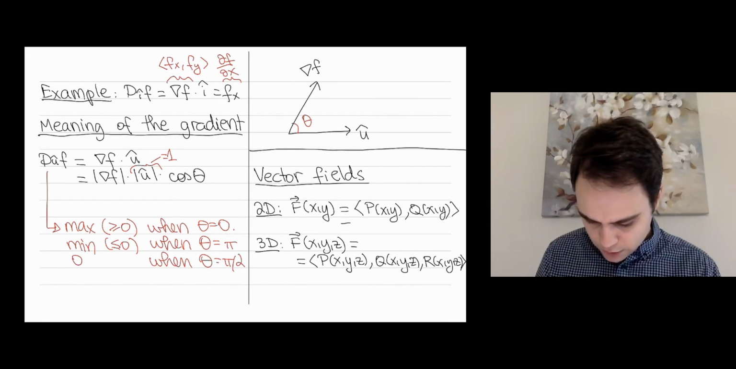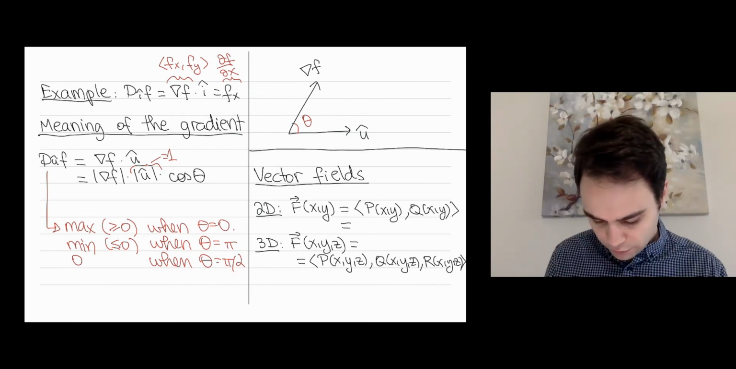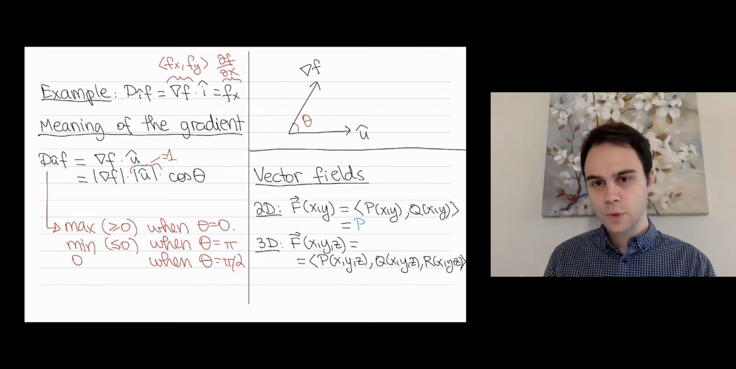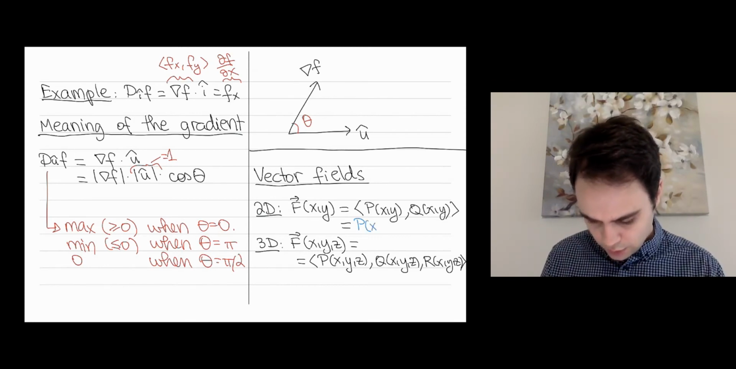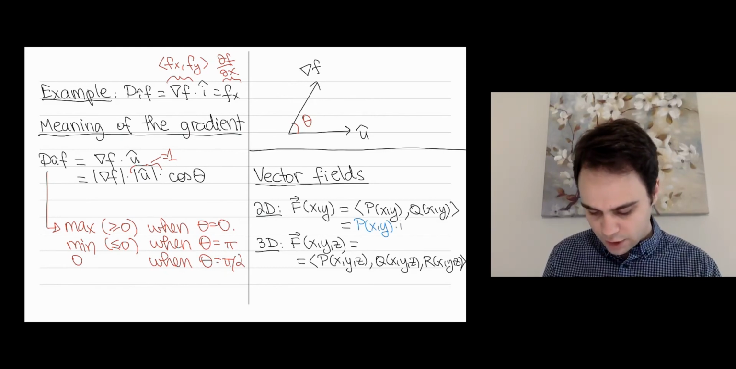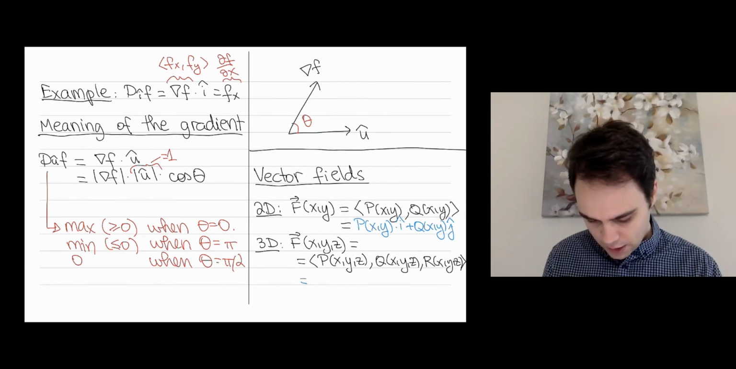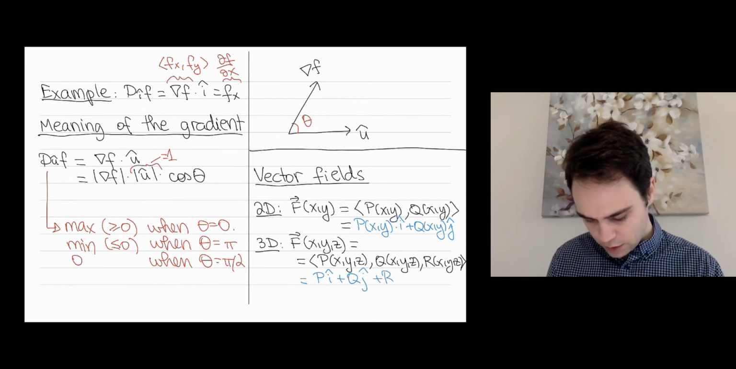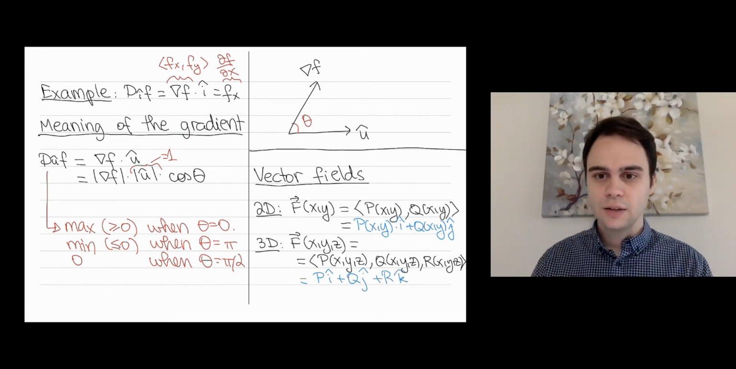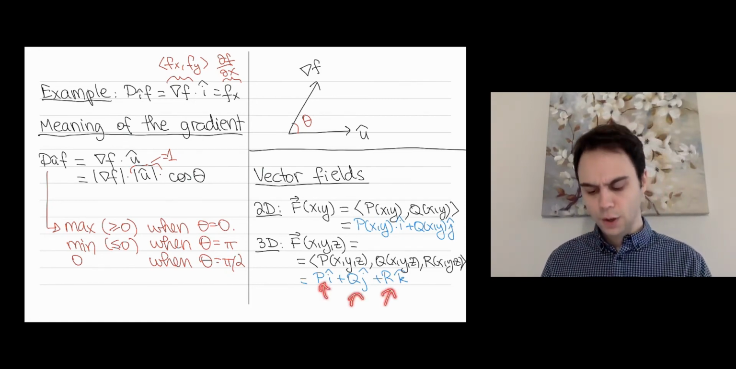It'll be useful. In the future, we'll sometimes denote our vector fields with i and j notation. So the vector field F is the function P multiplied by the constant vector i plus the function Q multiplied by the constant vector j. Similarly, in 3D, the vector field F is P times i plus Q times j plus R times k. And here I've omitted the inputs for P, Q, and R.